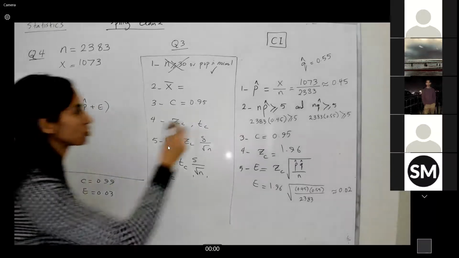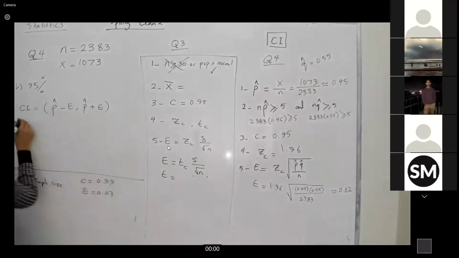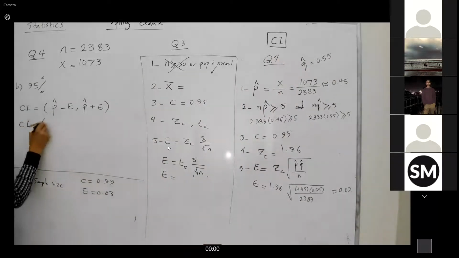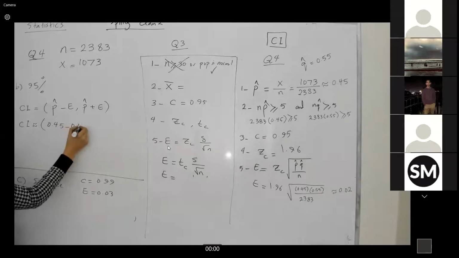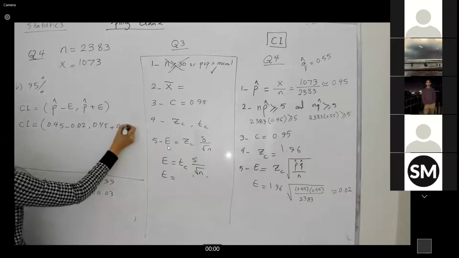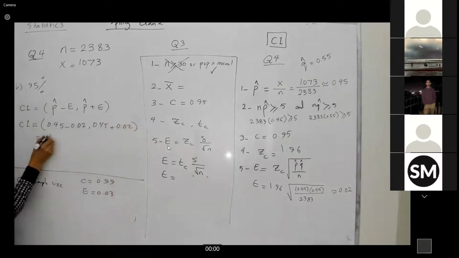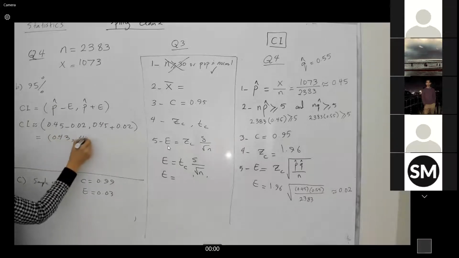So this is question 4. The confidence interval is approximately, your p hat is 45%, so let's use approximation: 45% minus 2% and 45% plus 2%. This is approximately 43% to 47%.